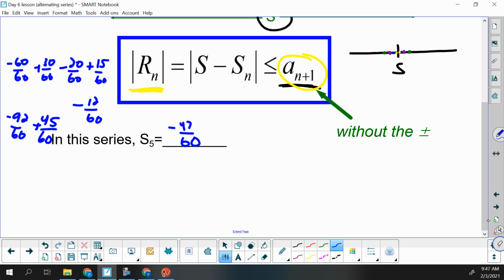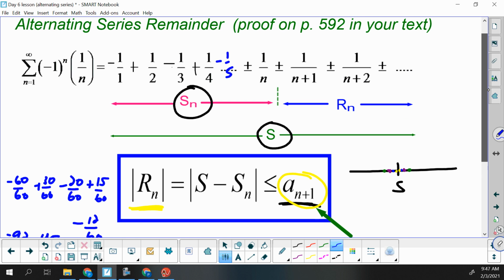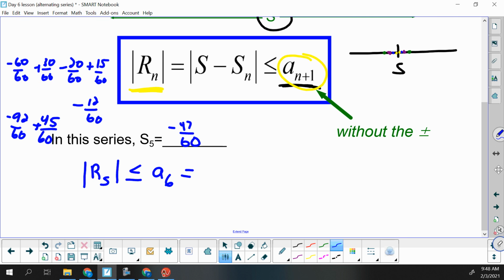So that means our fifth remainder should be less than or equal to the absolute value of the sixth term. Well, our last one was 1 over 5, so when we sub in the next number, we'll just have 1 over 6. So we know then that the absolute value of the distance between that and the infinite sum is at most 1/6.